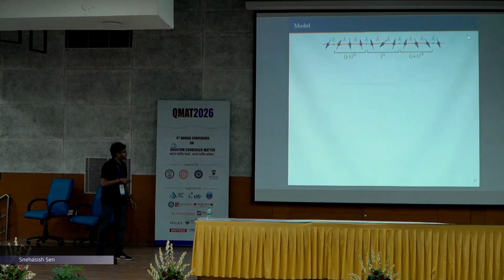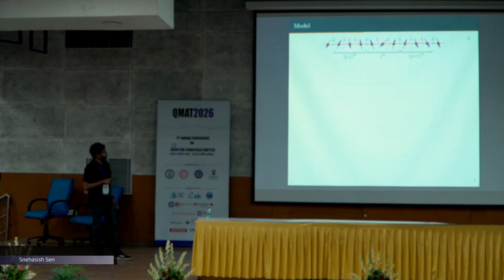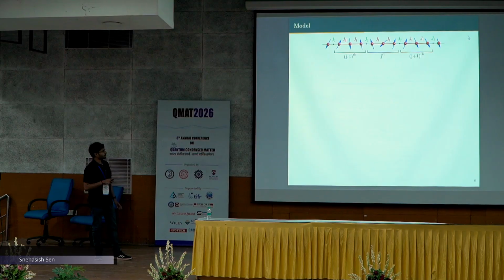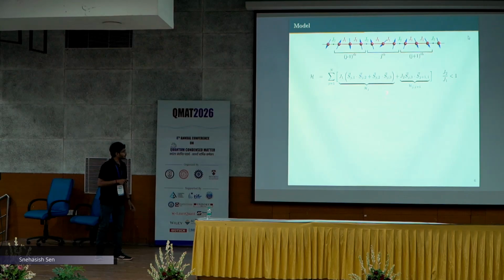Now the model we have taken is simply like this, and we have omitted the second nearest neighbor interaction within the trimer unit for the sake of simplicity, and also because for a very low value of the second nearest neighbor exchange interaction, it does not change the physics much. The Hamiltonian is given like this: the first part is the trimer Hamiltonian, and the second part is the inter-trimer interaction part, where J2 by J1 is less than 1.